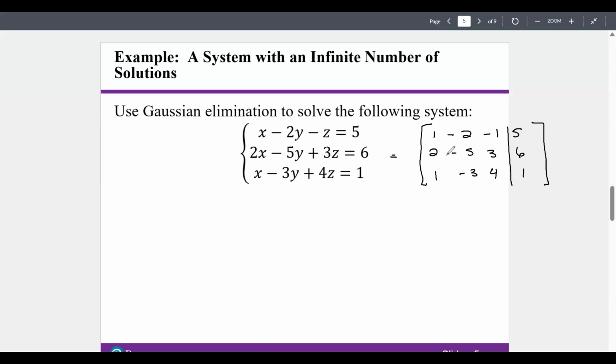So I don't always have to get rid of row 2 first. I could just go, well, let's just do -R1 plus R3. So this would just be -1, 2, 1, -5, replacing the third row. Like I said, this time I'm just attacking row 3 first. So -1 plus 1 is 0. 2 plus -3 is -1. 1 plus 4 is 5, and negative 5 plus 1 is negative 4.